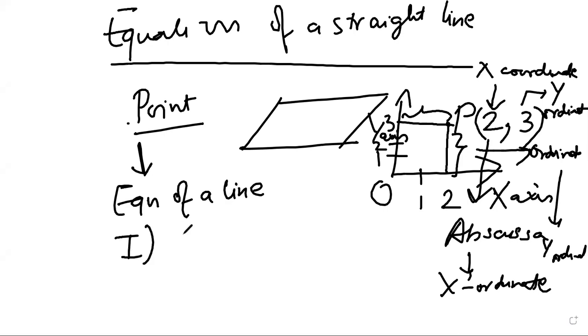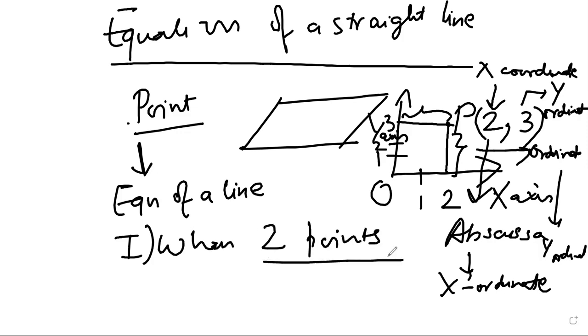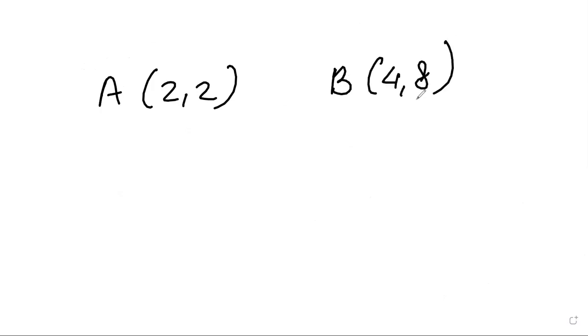Number one, when 2 points are given, 2 points means we know the coordinates of those 2 points. Let us do it using a question. Let's say the question says, find the equation of a line which passes through 2 points A and B, where A has coordinates this, and B has coordinates this. Now, how will you find the equation of this line?